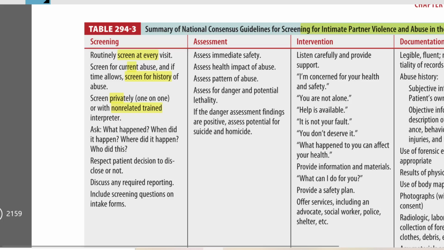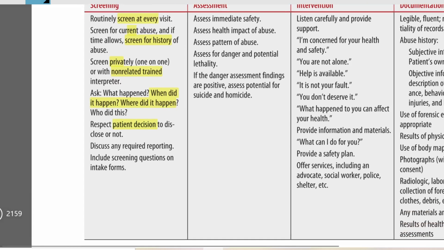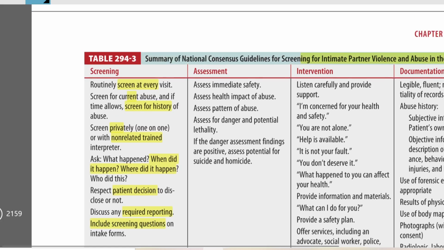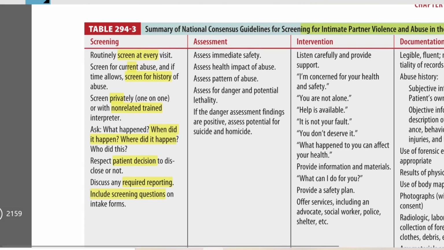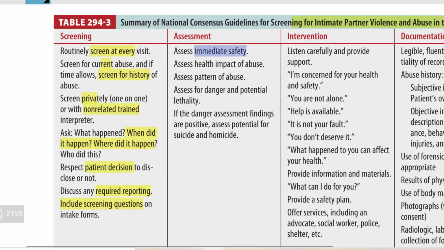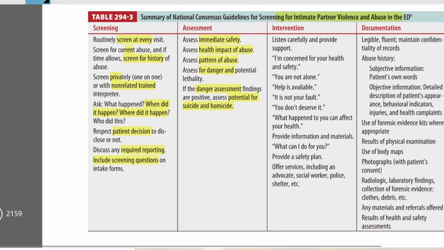Ask what happened, when did it happen, where did it happen, who did this. Respect the patient's decision to disclose or not. Discuss any required reporting. Include screening questions on intake forms. So we must do the assessment in these aspects: assess the immediate safety, assess the health impact of the abuse, assess the pattern of abuse, and assess for danger and potential lethality. And if the danger assessment findings are positive, assess potential for suicide or homicide.